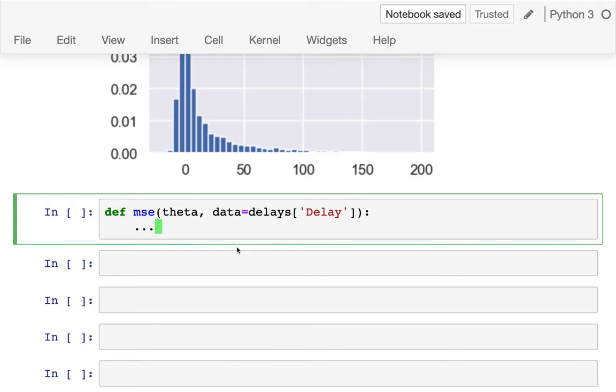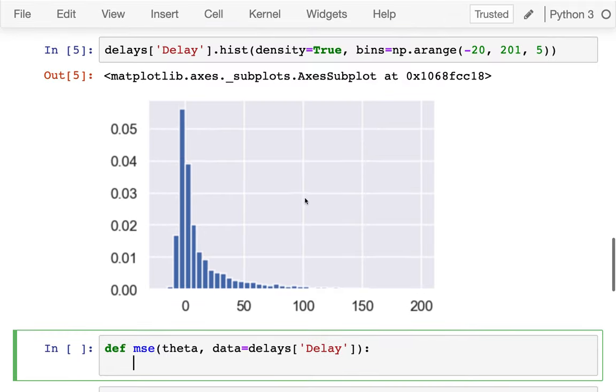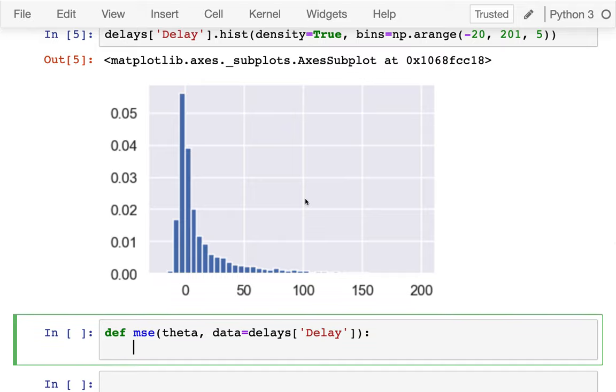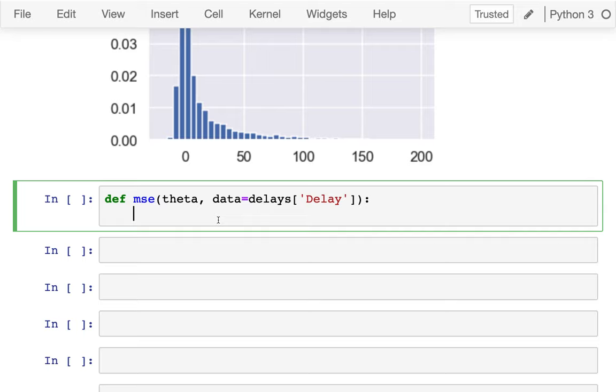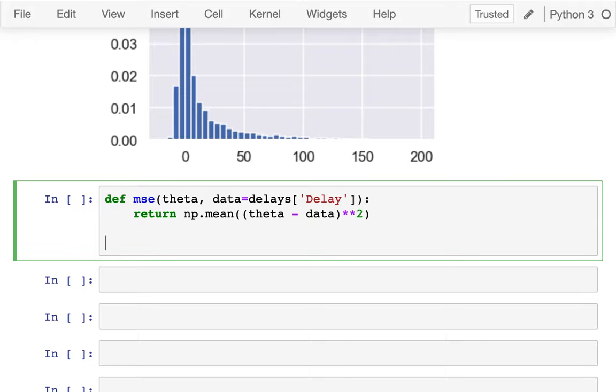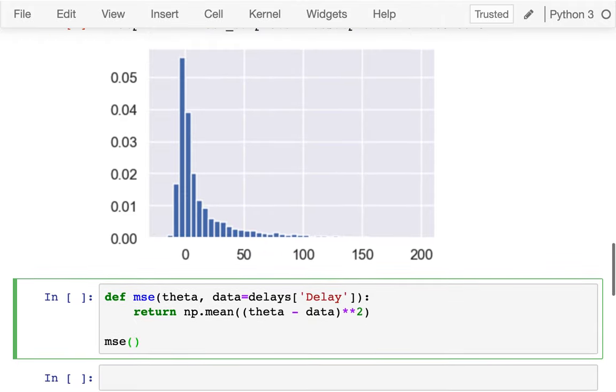Okay, I can write a function to calculate the mean squared error. So what I'm doing here is I'm saying I want to estimate the average flight delay. To estimate the average flight delay, I can write the mean squared error. So if I have theta and I have a series of data points, instead of writing a loop in Python, I can use NumPy array arithmetic, right? So I can write np.mean of theta minus my data set, squared. And I can return that. And that's the mean squared error. Okay? So if I find the mean squared error of, let's say I think my estimate for the average flight delay is 10.